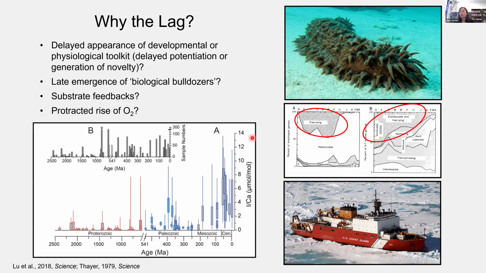And I think one intriguing theory lies in some of the work of Charles Thayer, who in the late 70s and early 80s suggested that the interval immediately following what we've been focused on here, the middle and later Paleozoic, was a time of major radiations of what he called the biological bulldozers.